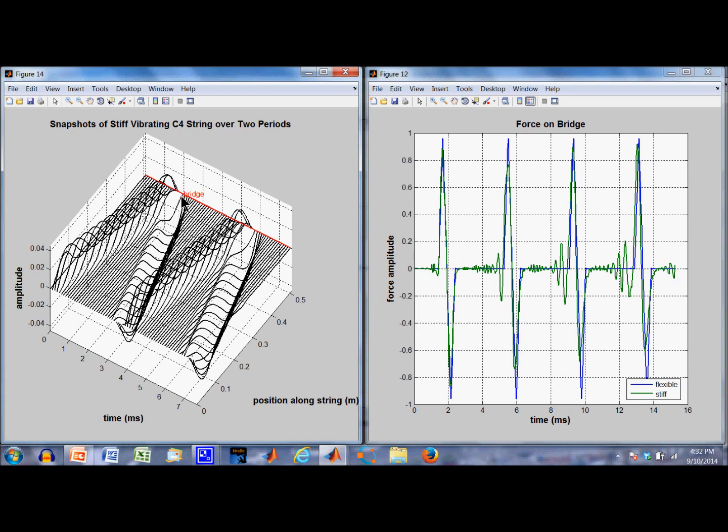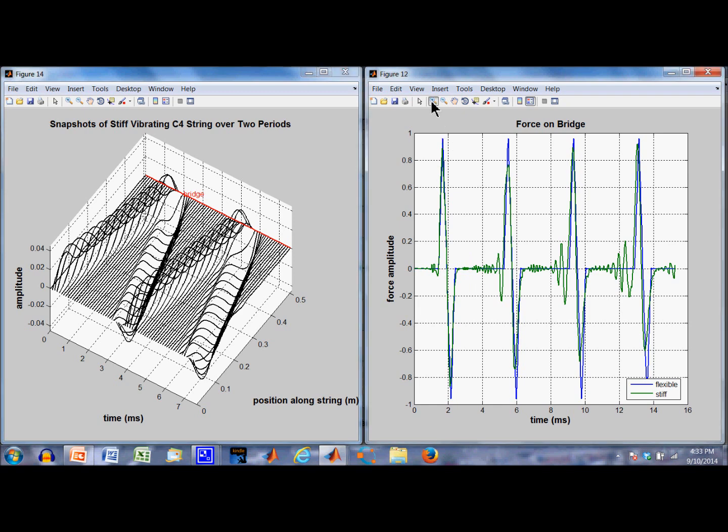And then reflection takes place and you get this whiplash effect. And now you suddenly have a positive slope, which corresponds to pulling down on the bridge, and you get a negative peak here. Then it comes back here and it's relatively flat.